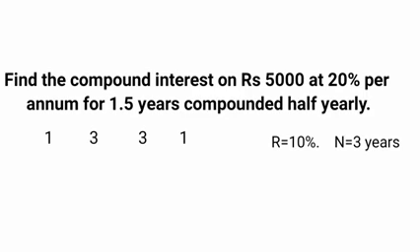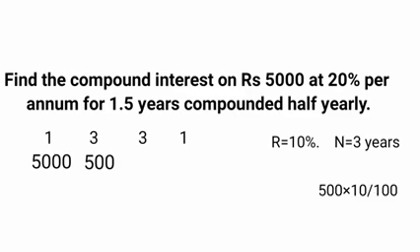What will be the next step? Write the principal amount, that is 5,000. Write it below 1. And the new rate of interest is 10%. So, take 10% of 5,000. 5,000 into 10 by 100 is 500. Write it below 3. Again, take 10% of 500. So, 500 into 10 by 100, we will get it as 50.